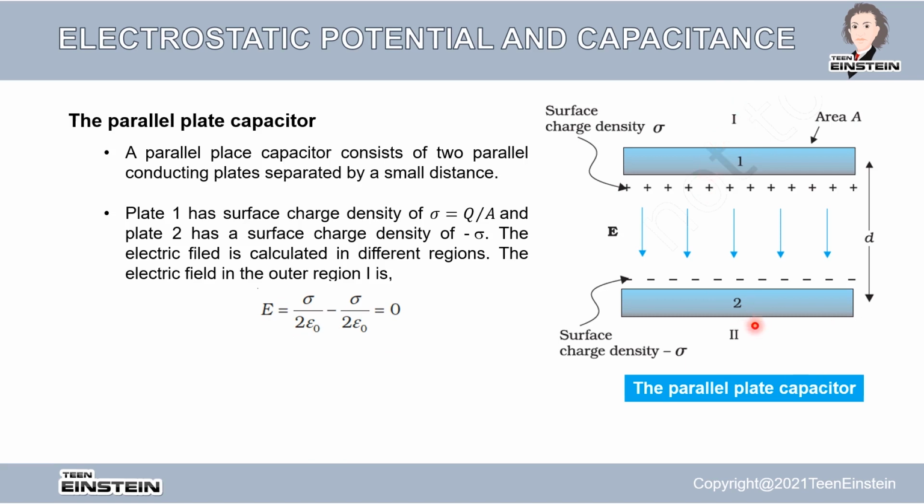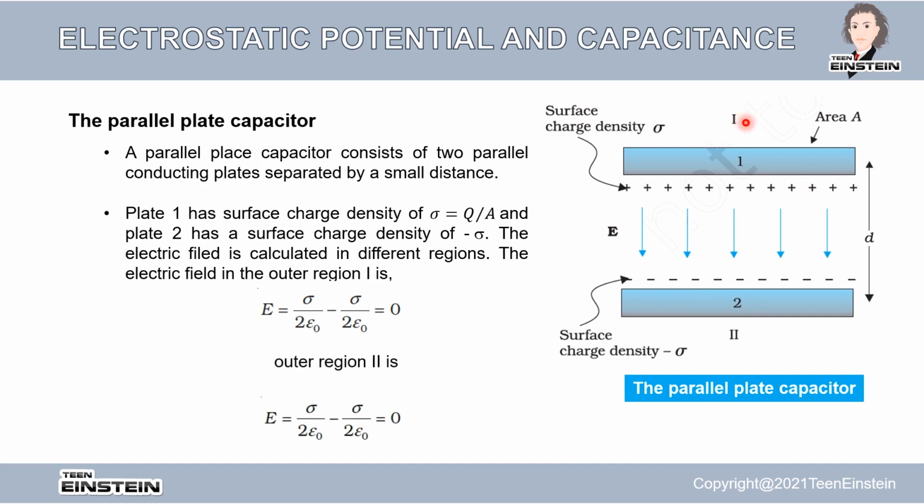But if you take plate 2, it's a negative charge, so the electric field has to be going down, and it has the value of sigma by 2 epsilon 0. It doesn't depend on the distance. So in this region 1, we can assume that sigma by 2 epsilon 0 is coming from plate 1 and minus sigma by 2 epsilon 0 is coming from plate 2. So the total electric field in region 1 is 0.